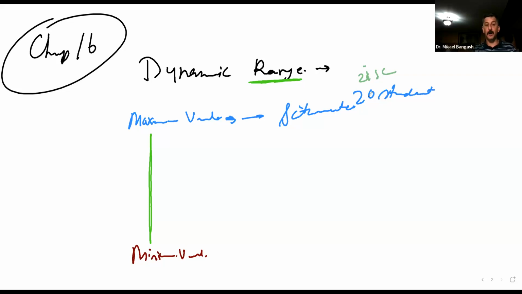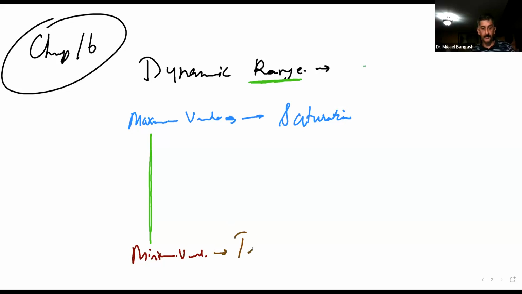So the maximum value on your dynamic range is what is going to be referred to as saturation. And the minimum value on the range is what we refer to as a threshold. Is that clear?